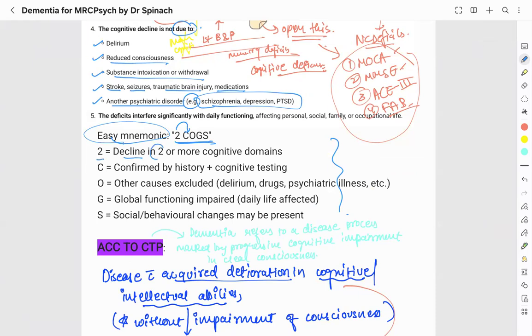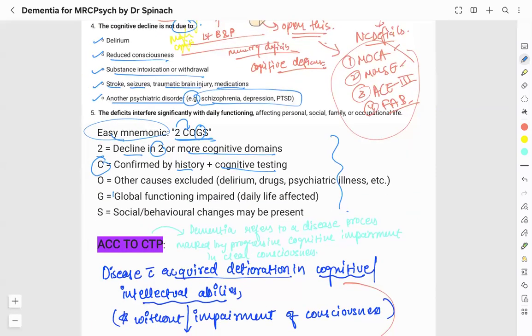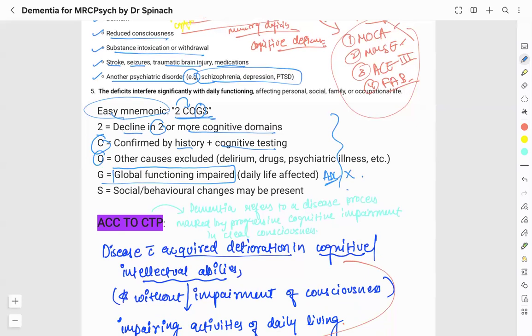So, declines in two or more cognitive domains, confirmed by two things: history and cognitive testing. Global functioning impaired, this is also very important, which is not written here. That is, activities of daily living are impaired in dementia. And O is for other causes excluded. So these are these causes. And S stands for social or behavioral changes may or may not be present. In late stages of dementia, social and behavioral changes are present. In early stages, they may not be, except for frontotemporal dementia.